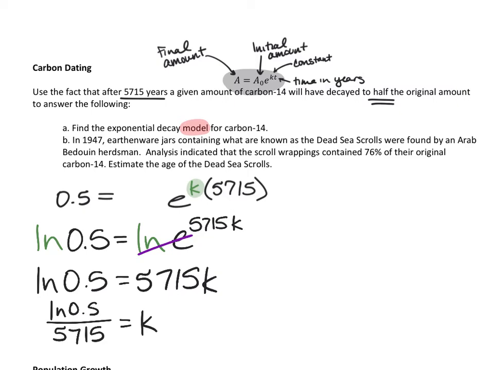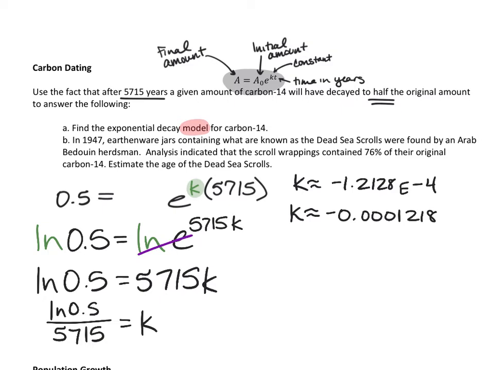Times 10 to the negative 4. So really, when I have this in my calculator, it would give me k is approximately negative 1.2128 e to the negative 4. That's scientific notation telling you to move that decimal 4 spots to the left. So if I unscientific notation this, it is negative 0.00012128. That's the value of k.